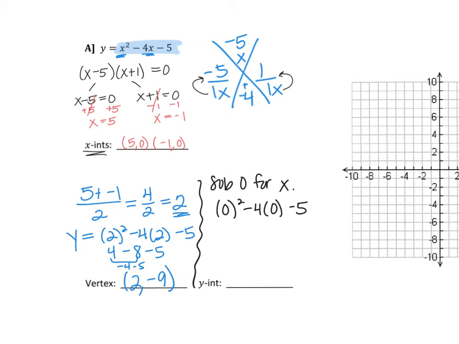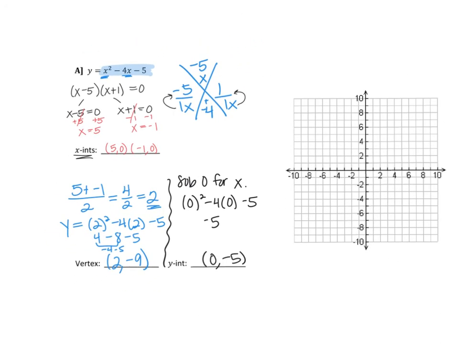0 squared, 0, minus 4 times 0, 0, so we just get -5. 0 was our x, -5 was our y. That's what we need. Now we go over here to our graph and plot all that information.